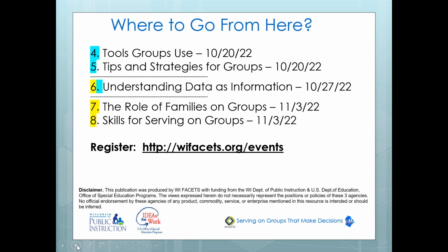So where do you go from here? If you're interested in learning about personal skills and knowledge of roles for serving on groups, that was in section 1 and 2 that we already covered, and it's also in section 6, 7, 8. So the things that are highlighted in yellow. If you're more interested in group skills, you're going to find this kind of information in section 2 and 3 that we already covered, and then coming up in section 4, 5, and 6. Be sure to register for the next one in this series, which is going to be section 4 and 5.